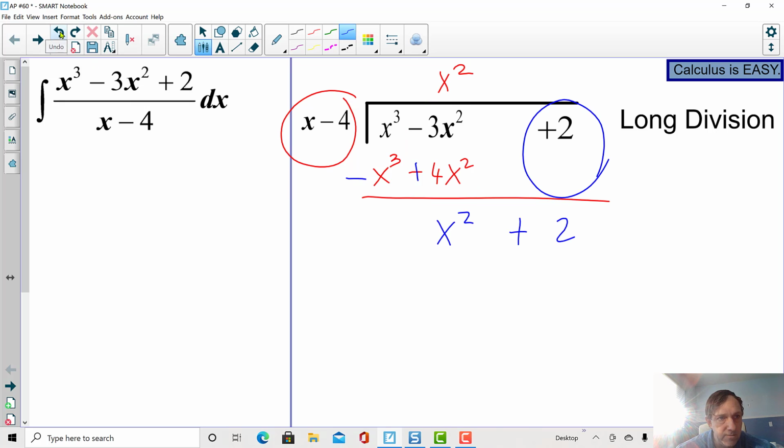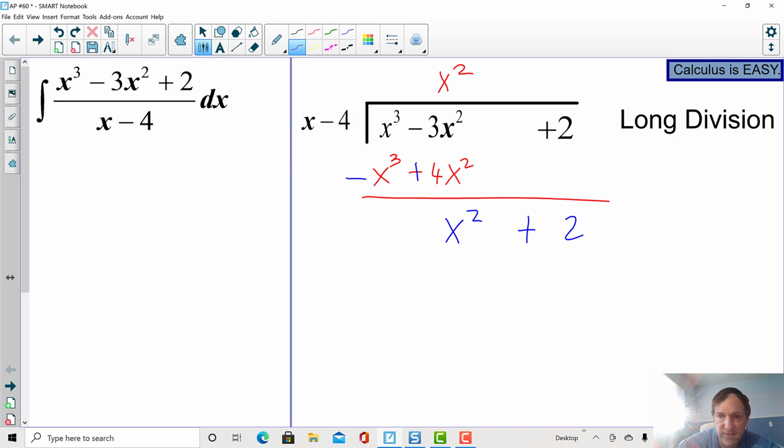Okay, then we repeat that. Again, we're just looking at the highest degree. So we have x squared and we have an x. So what do we multiply by x to give us x squared? The answer is going to be x. So we're going to multiply everything here by x. That's going to give me x squared minus 4x.